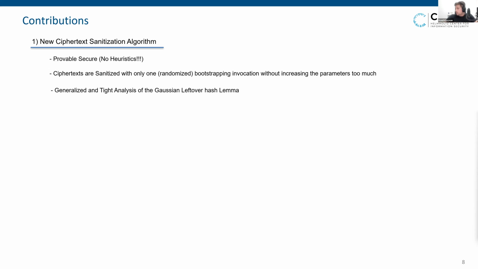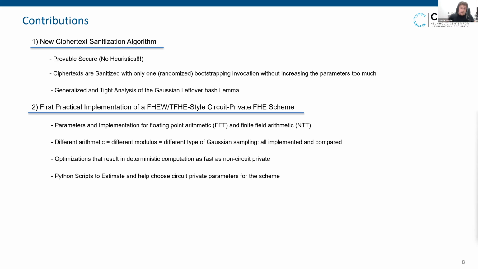Okay, so to summarize, my contributions towards providing circuit privacy by default are that I designed a sanitization algorithm that is based on FHEW, TFHE-style bootstrapping algorithms, and I proved its security. In short, to sanitize a ciphertext from any information about the circuit, you only need to invoke one bootstrapping step before returning the ciphertext. Along the way, I generalized some technical lemmas from previous work. And then I implemented the scheme and some schemes from previous work.